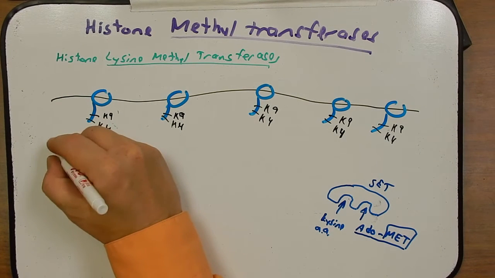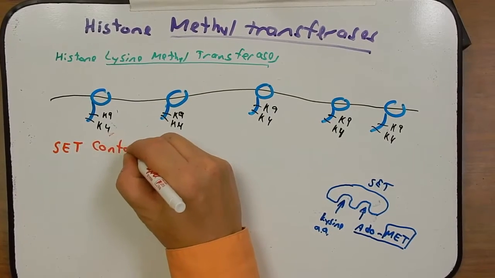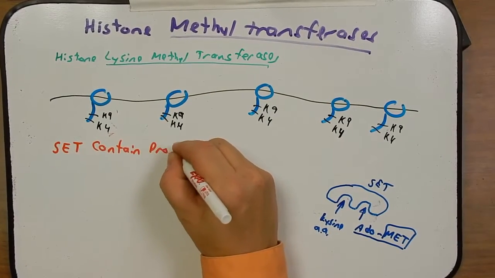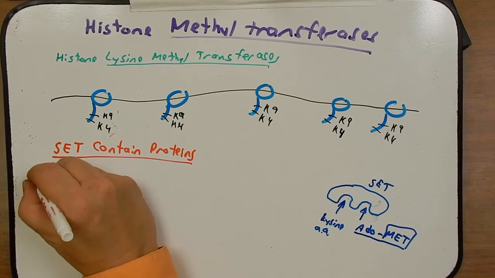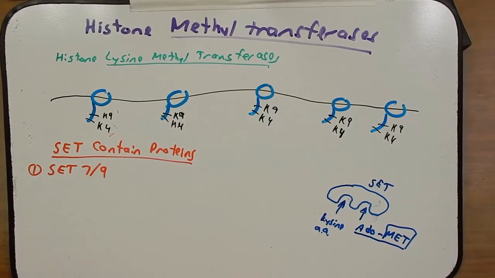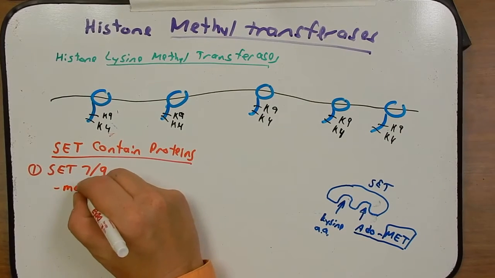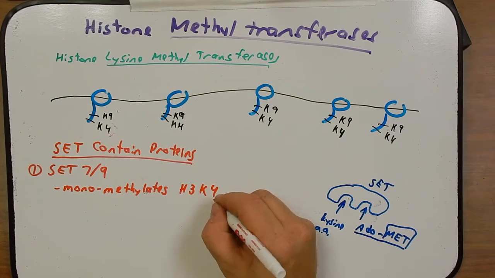Now I want to talk about some SET containing proteins, a protein complex that contains this SET domain. Your book mentions several of them, but I want you to just know a few of them. The first one is called SET7/9. It monomethylates H3K4.